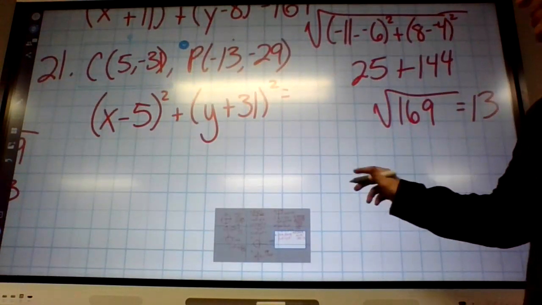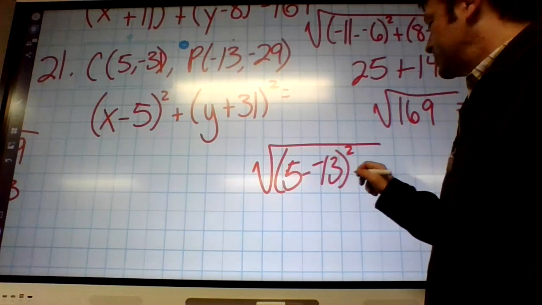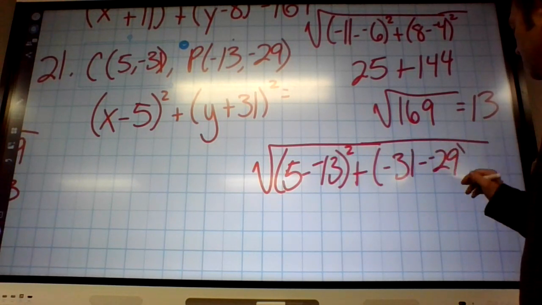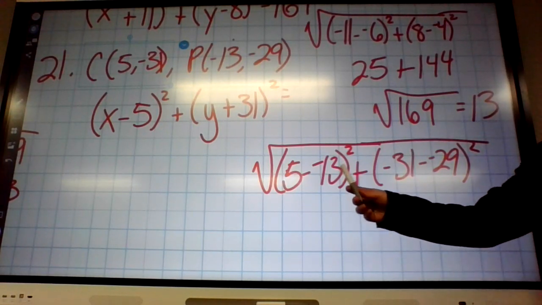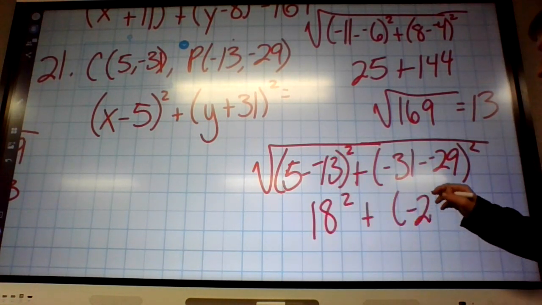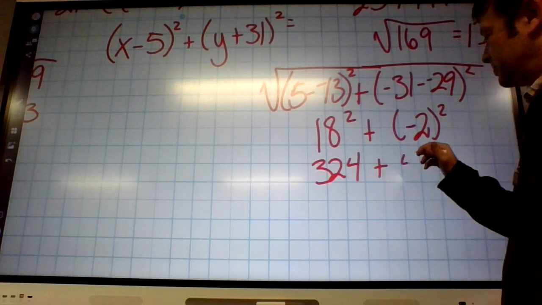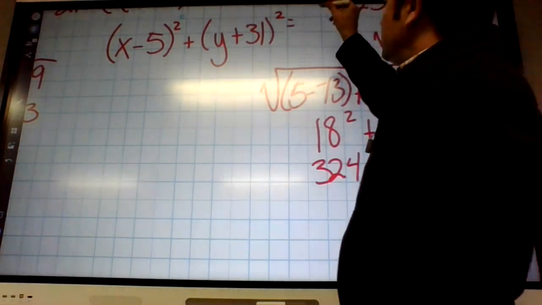Okay, equals distance formula. 5 minus negative 13 for the x's. And negative 31 minus negative 29 for the y's. This would be... there's two negatives? 18 squared. This would be negative 2 squared. If I remember right, this was like 324 plus 4. Okay. If the radius is square root of 328, what am I going to put right here? 328!